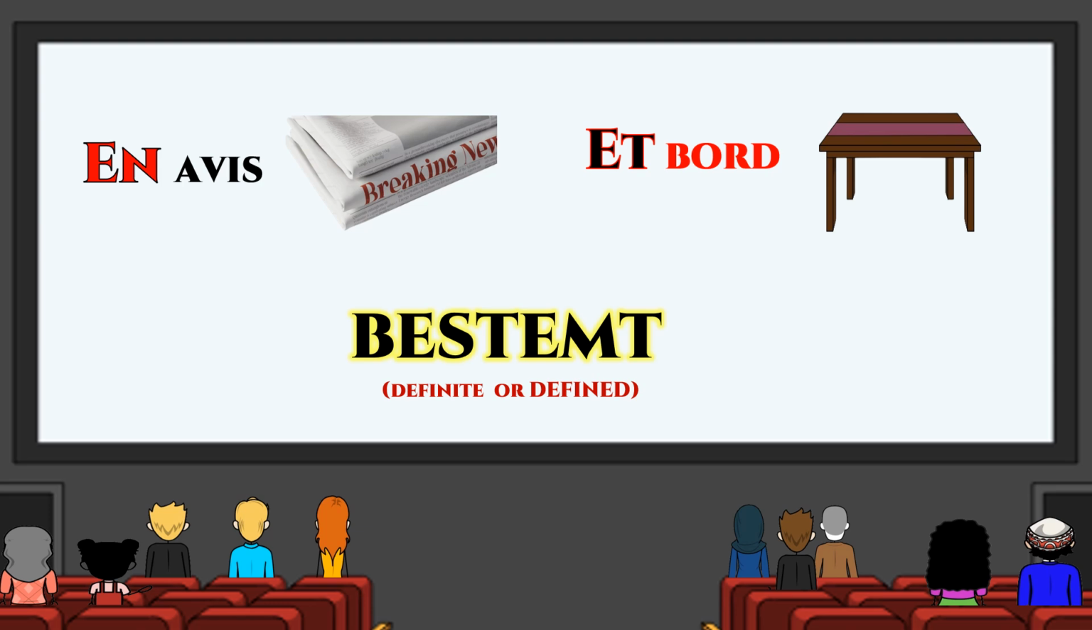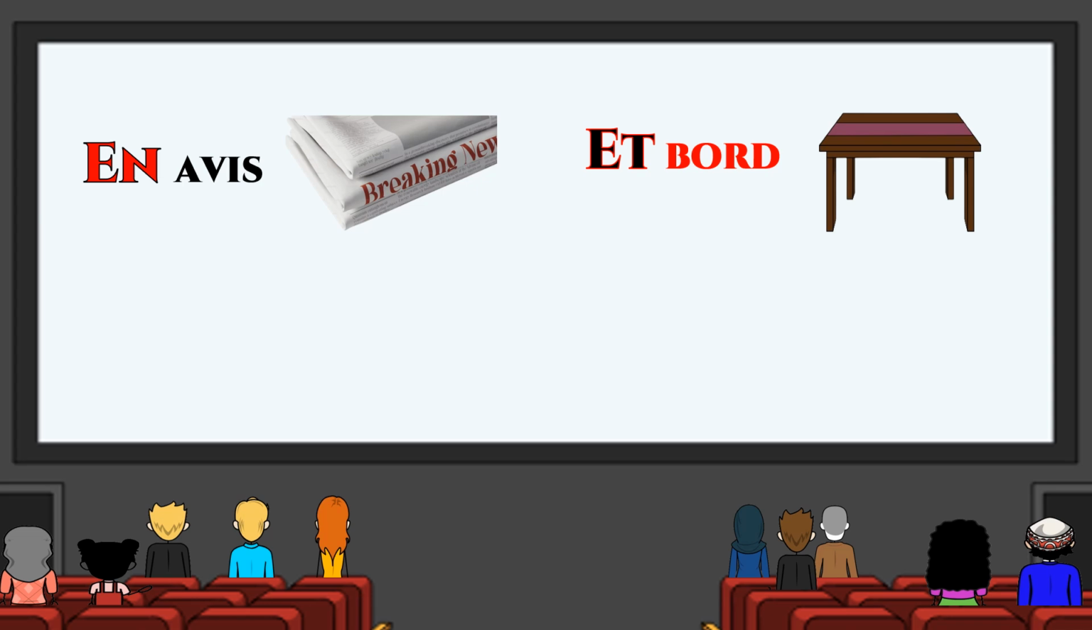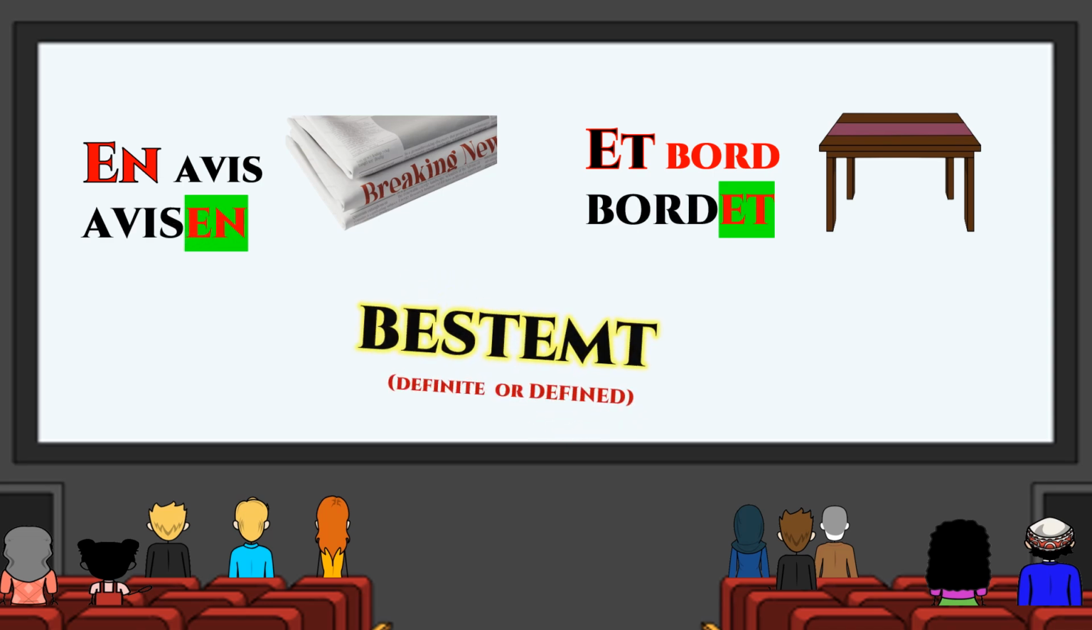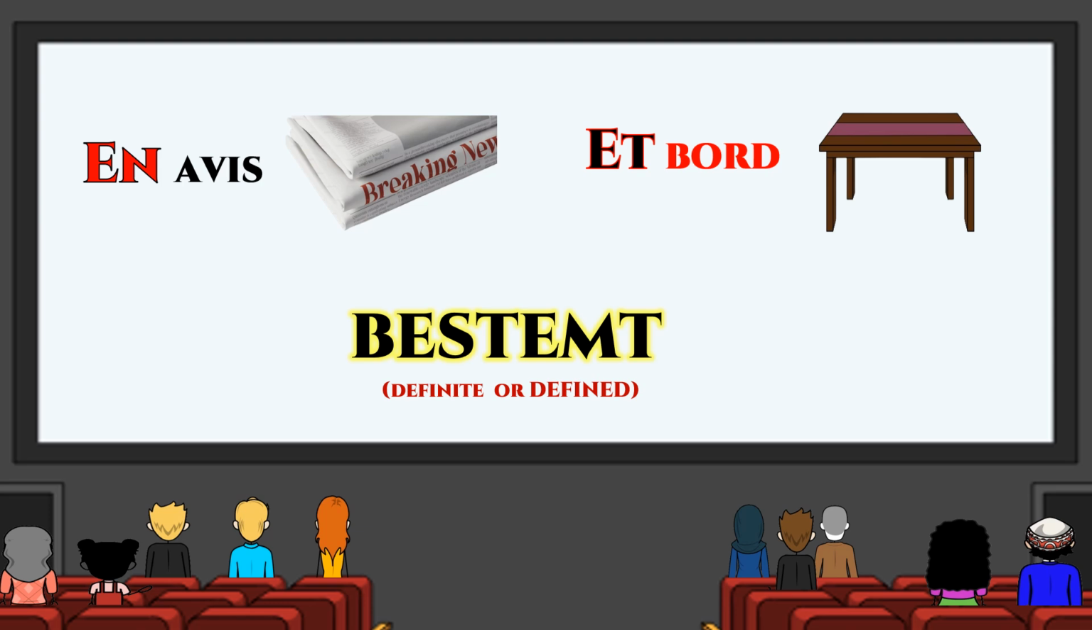How do we make a singular noun bestemt or definite? A singular noun becomes bestemt or definite by placing the article en or et at the end of the noun that corresponds to it. For example, en avis, avisen, et bord, bordet.